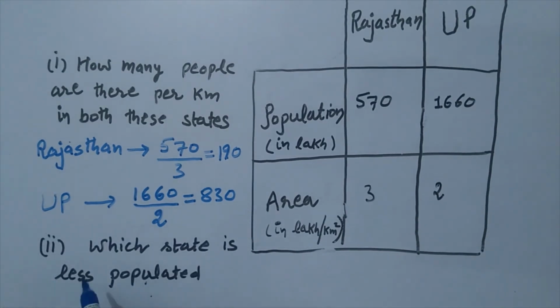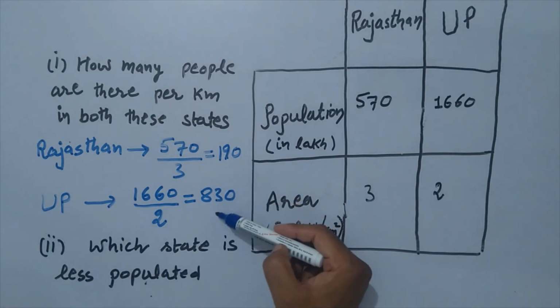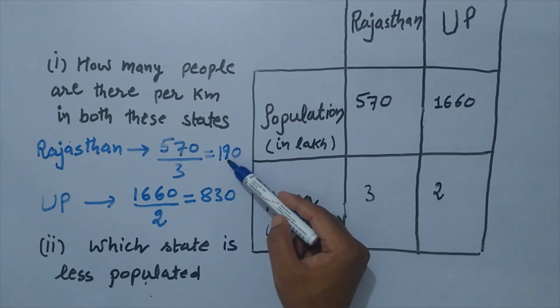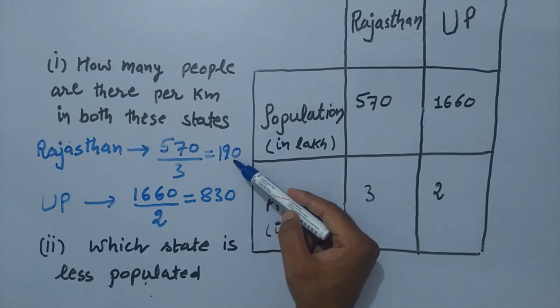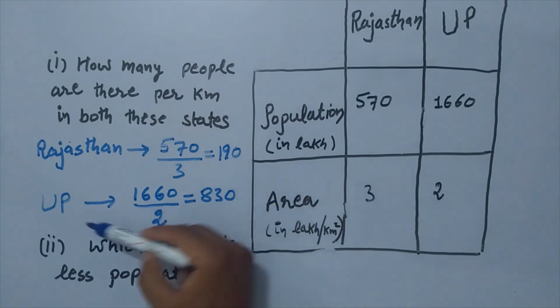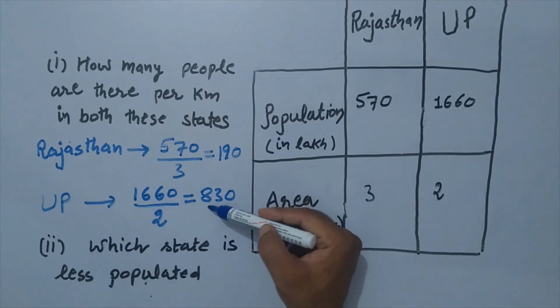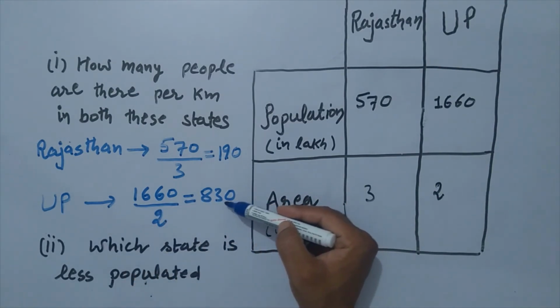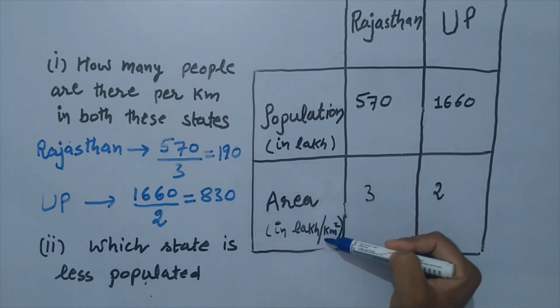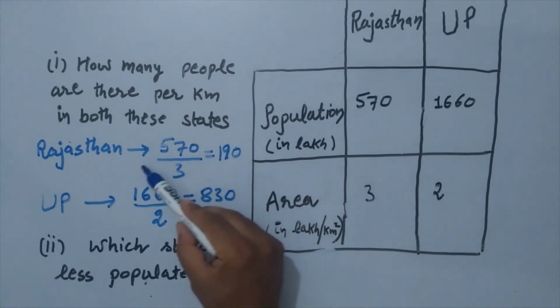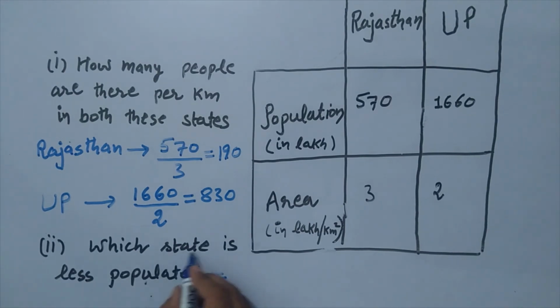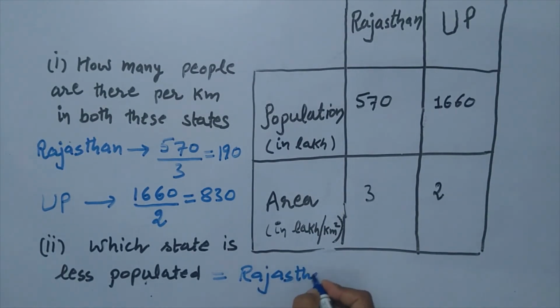The second part of the question is which state is less populated. From the calculation in the first part, we see that Rajasthan has 190 people per kilometer, whereas in UP there are 830 lakh people per kilometer. So Rajasthan is the answer. Rajasthan is the less populated state. That's all. Thank you very much.